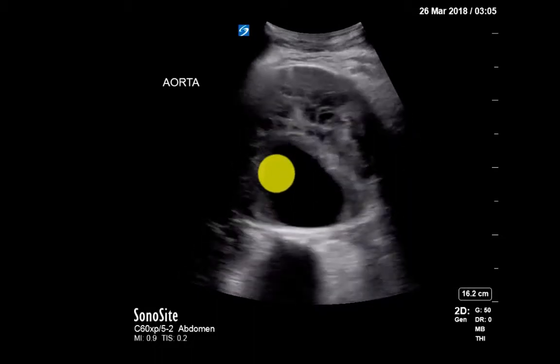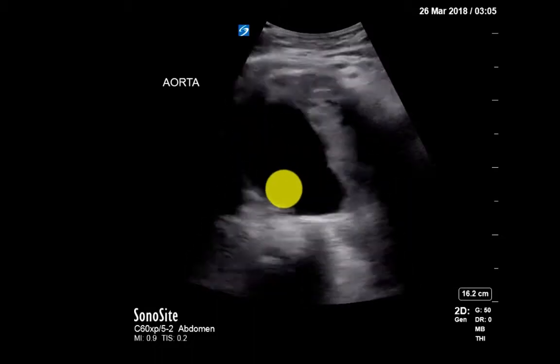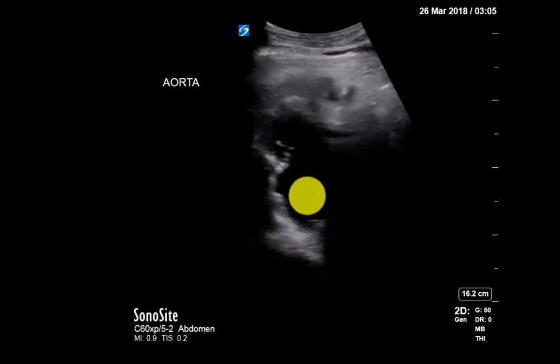Right? So here's the lumen. This is like the remainder of the lumen. And you've got a bunch of mural thrombus. So if we were going to measure this, we would take it from here down to here. Okay.